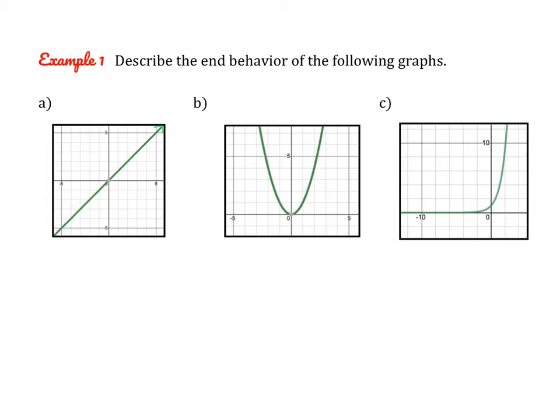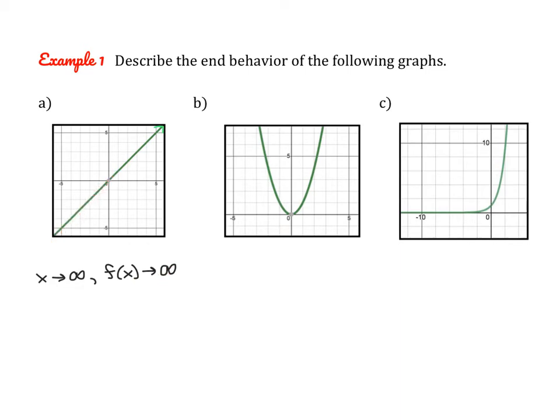So we can say as x approaches positive infinity, again, that's moving towards the right, my y values are going to go up infinitely. So we would say f of x approaches positive infinity. So this is a way of saying moving to the right, my graph is going to go up forever.